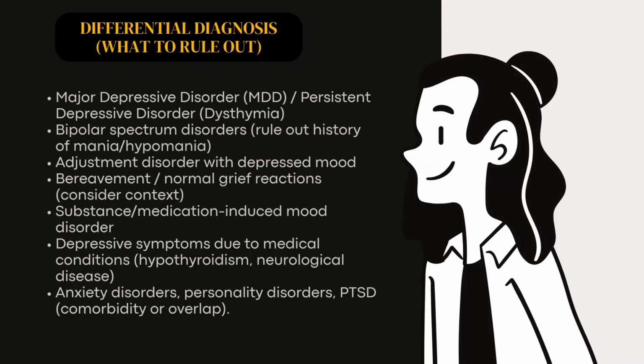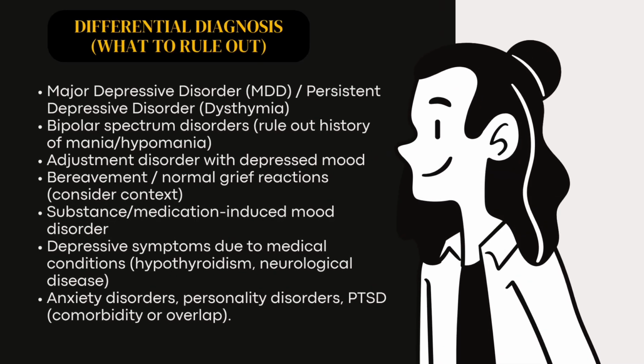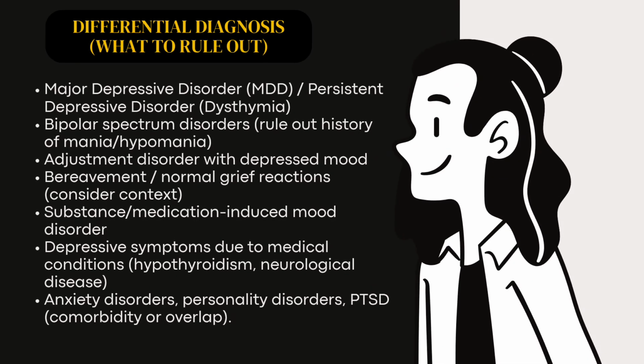But before confirming the diagnosis, clinicians also rule out other possible conditions like major depressive disorder or persistent depressive disorder, bipolar disorder, adjustment disorder with depressed mood, medical conditions, or overlaps with anxiety disorder, and so on and so forth. So this process ensures that the diagnosis is accurate, which is critical for effective treatment.